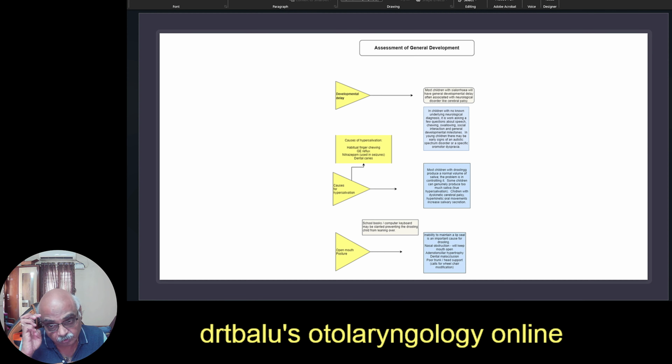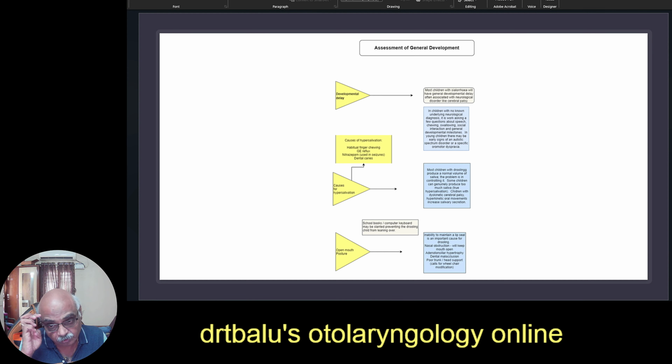Most of the children with complaints of drooling invariably produce a normal volume of saliva, and their basic problem is controlling the saliva, swallowing of the saliva. And some children can genuinely produce more saliva, that is what you call a true hypersalivation.